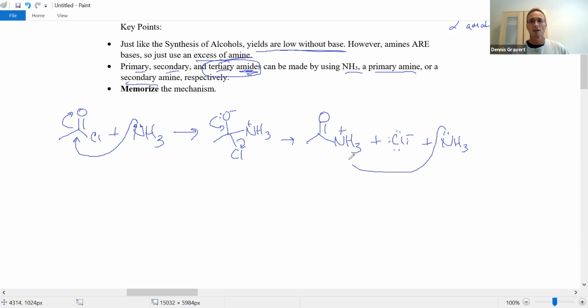Okay, so another ammonia molecule has to come along and remove that H plus to create your primary amide. Whoops, I'll put the N here then. Nitrogen had 3, now it has 4. That's the ammonium ion. Chloride's over here. This molecule becomes ammonium chloride, a very stable salt. And again, this second ammonia molecule is the acid scavenger. It's picking up the H plus that's being created as a byproduct of the reaction.